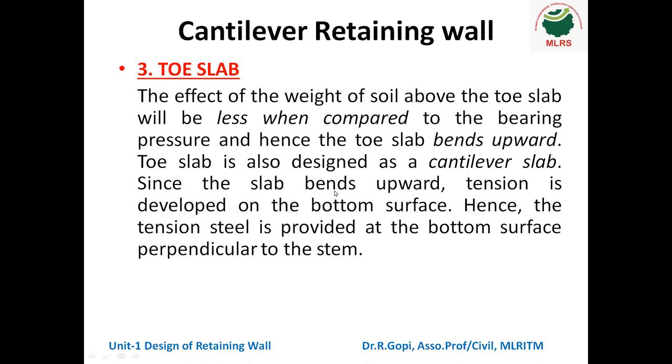Heel slab bends downwards, toe slab bends upward, so the tension is developed on the bottom. In the heel slab, tension is developed at the top. In the toe slab, tension is developed on the bottom surface. Hence, the tension steel is provided at the bottom surface perpendicular to the stem. So for the toe slab you have to provide the tension reinforcement on the bottom surface, whereas in the heel slab we must provide it at the top. This is the basic difference between heel slab and toe slab.